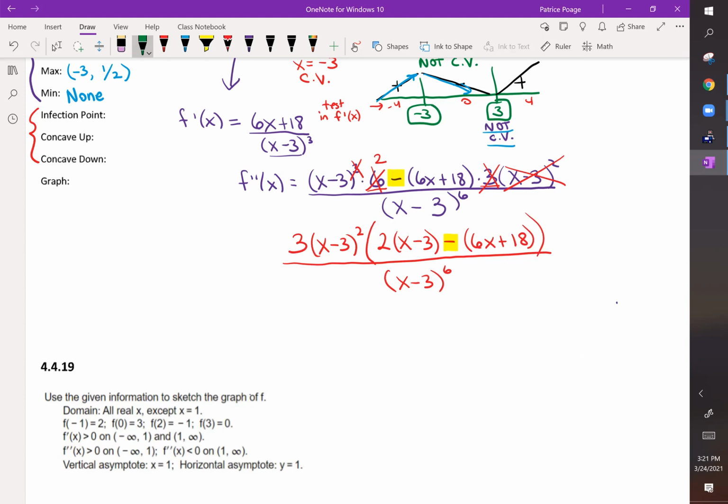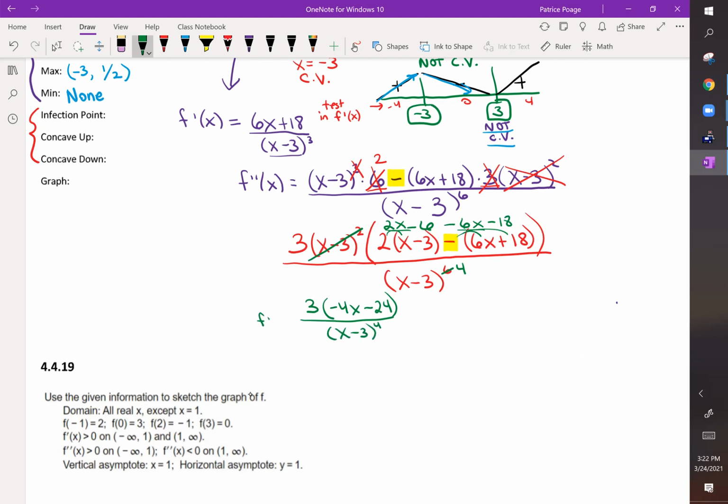All right, now that this is being multiplied, I can cancel those 2 with 2 of those. Here I'm going to distribute, and I get 2x minus 6, and I'll distribute here also, minus 6x minus 18. So I have 3 times 2x minus 6x is negative 4x. Negative 6 minus 18 is negative 24. And then that's over x minus 3 to the 4th.